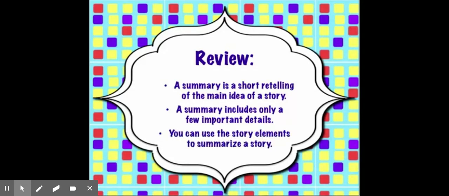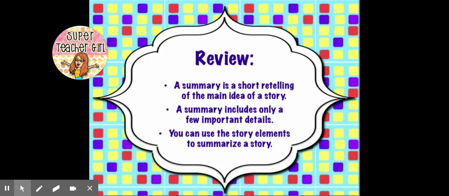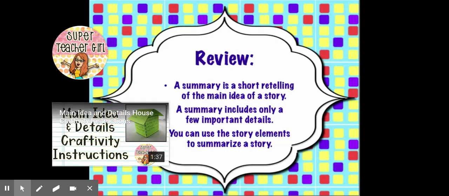You can use the story elements to help you summarize a story. So looking at the setting, the main characters, the problem and solution, those are going to be the main things that you're going to want to include in that summary. And that's pretty much it.